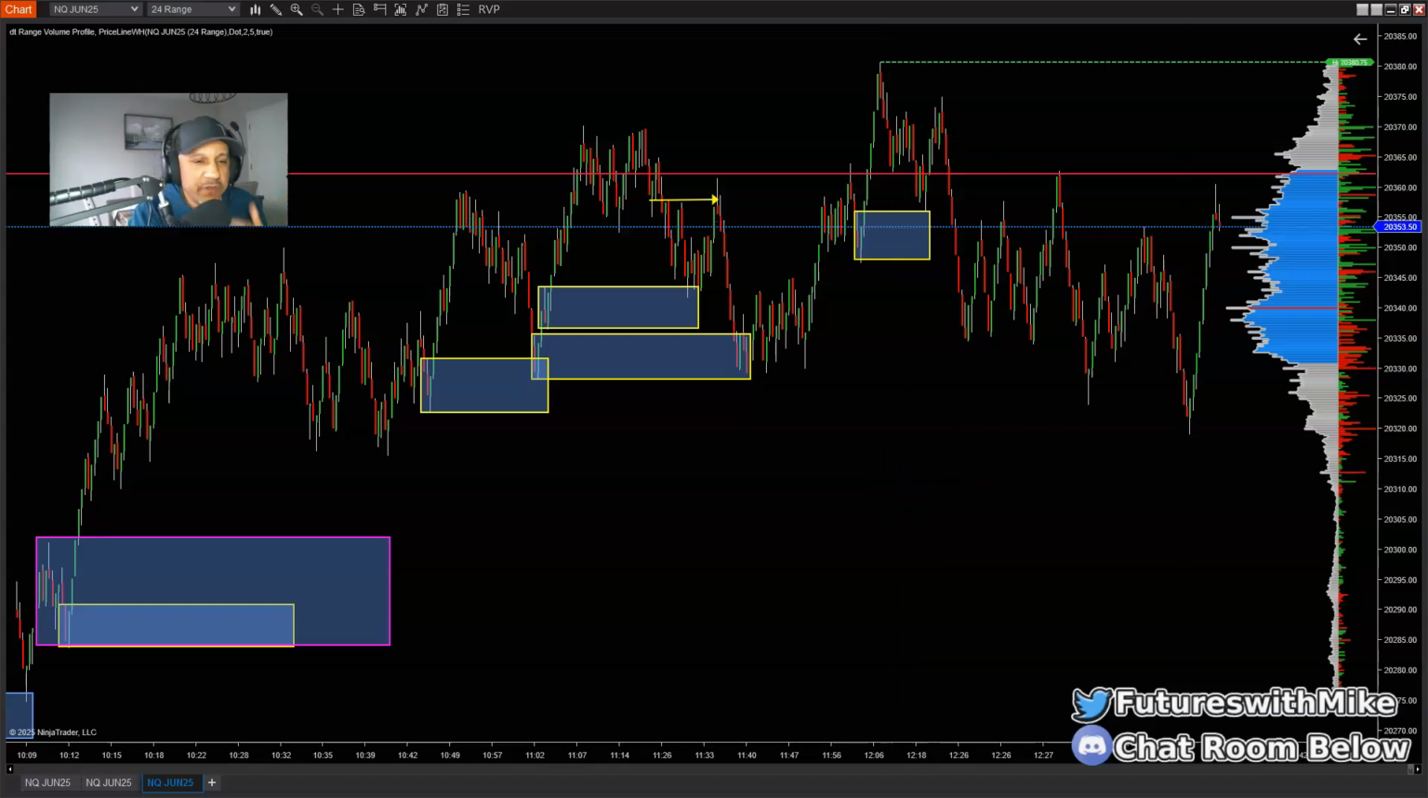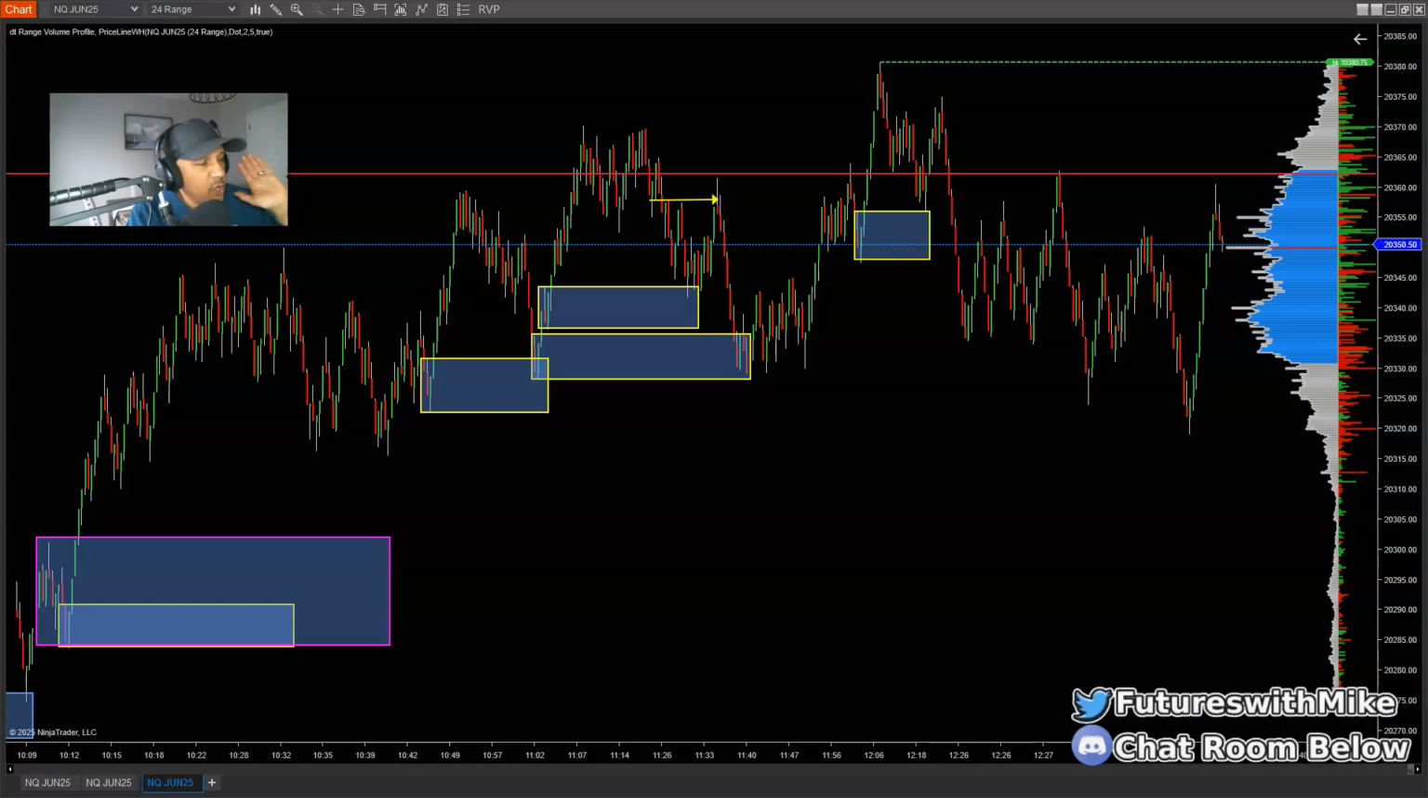So I just wanted to show you that it is definitely possible, as long as you're following structure and taking setups within the direction of the higher base chart. If we are bullish to the upside, look down.